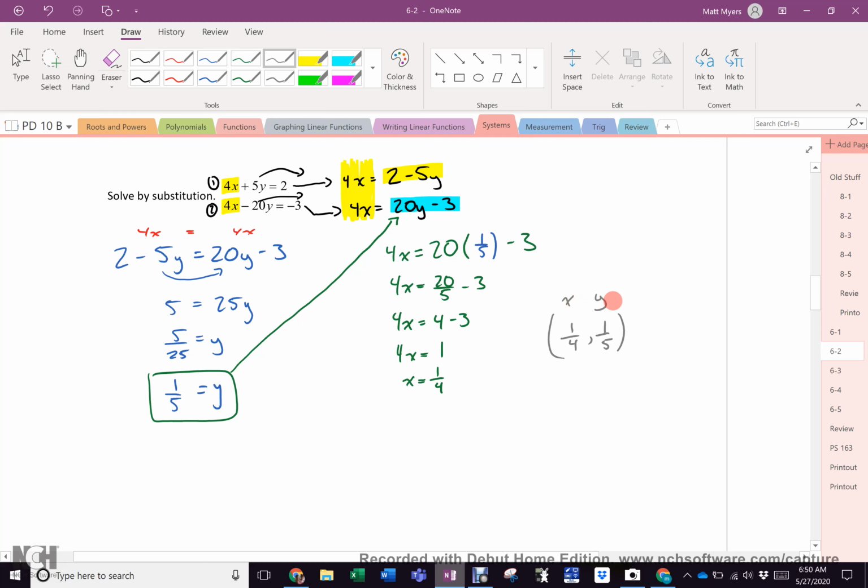x, y. And I know that that works in equation 2. So I only need to check it in equation 1. 4 times 1/4 equals 2 minus 5 times 1/5. 4 times 1/4 is 1. 2 minus 5 times 1/5 is 5/5, which is 1, so 1 equals 2 minus 1. 1 equals 1. And that works in my universe.